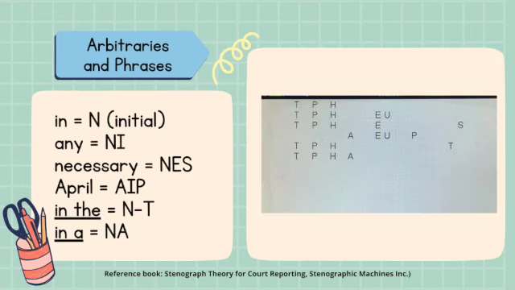So here it is on the right side of the screen, we can see the stenograph notes for the arbitraries and phrases found on the left side. So we have there in, any, the necessary. We also have April, that's long A, final P, in the, initial N, final T, in a, initial N, vowel A.